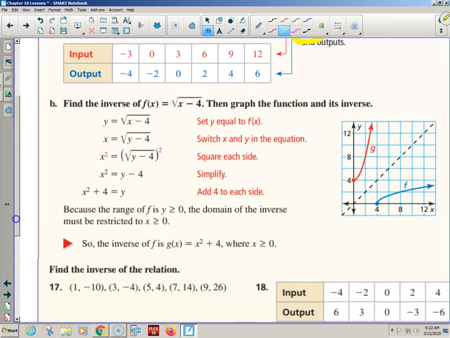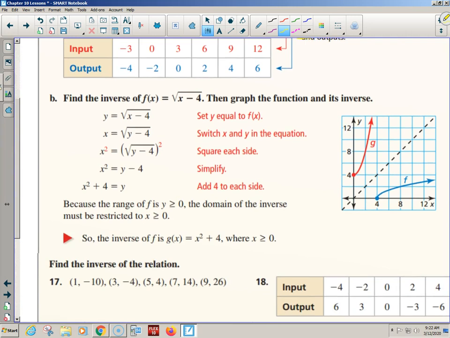So, if you want, you can even, well, they aren't exactly my steps. My steps are a little bit easier, but I do say to set y, I do say to switch x and y, and then technically, remember in the notes, I just say to solve. So my steps are set y, and then switch x and y, and then solve for y.